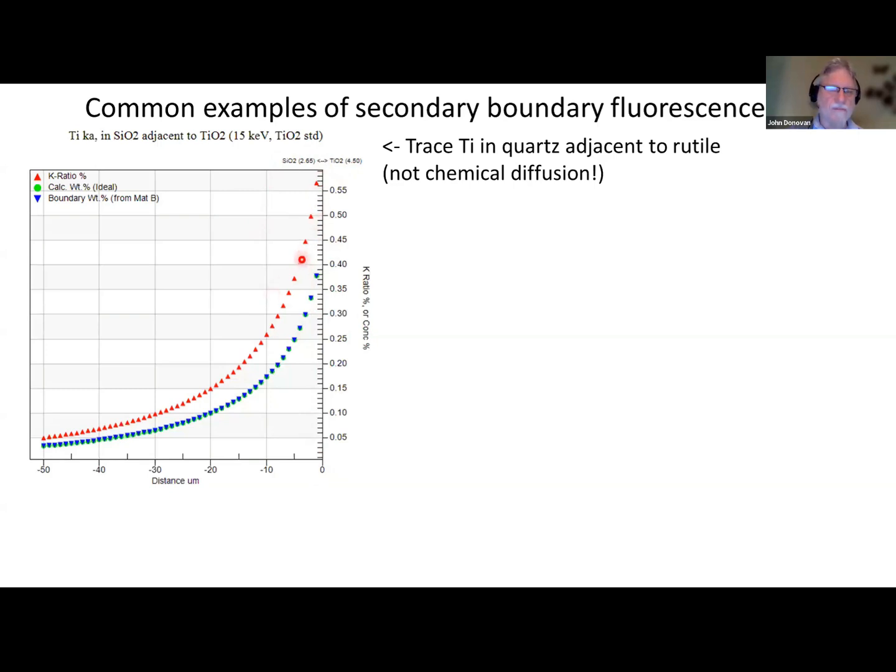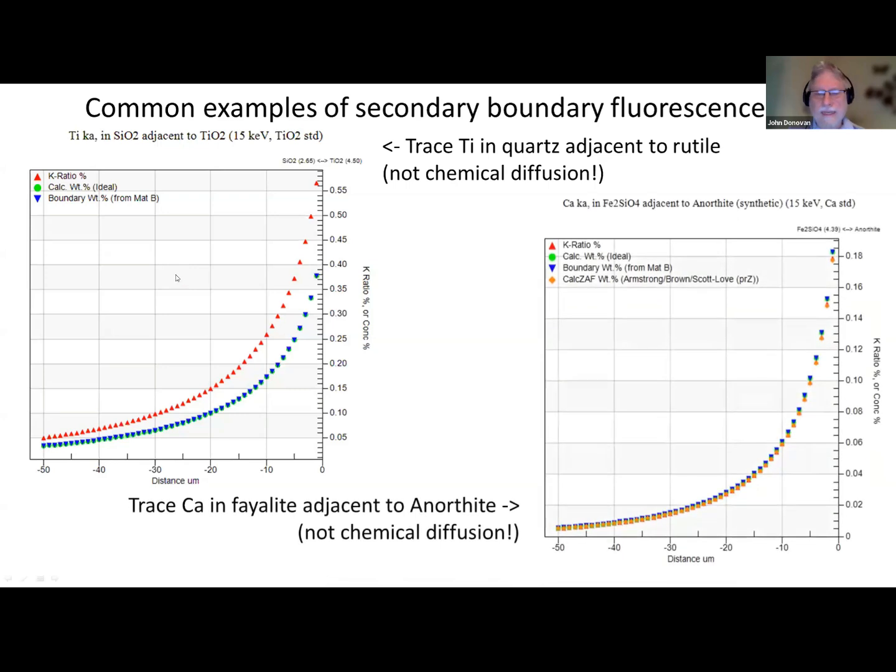I think we're using TiO2 as our primary standard, and then these are the concentrations. The green is the calculation of what we actually would see. Then the blue diamond is only the contribution from the boundary material. The reason they're the same here is because there's no titanium in the quartz example here. And you can get other kinds of things.